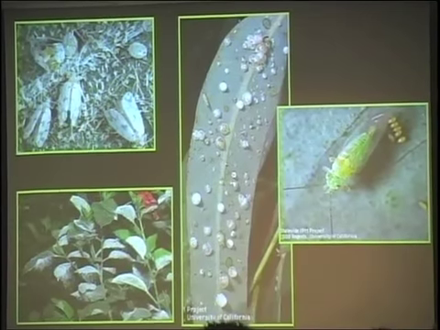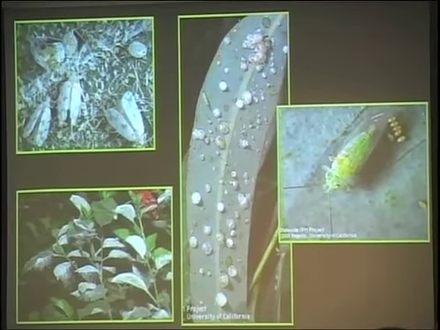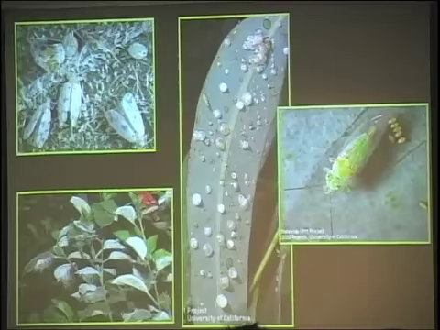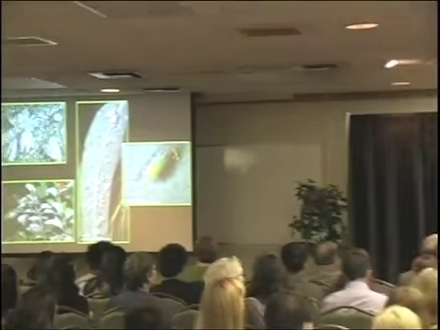Anybody seen those? Oh, what, only four people? You guys walk around blind in your garden, don't you notice anything? This was a big problem. It killed hundreds, maybe thousands of gum trees in Southern California until we released a parasite to control it. How many of you have seen this in your garden?